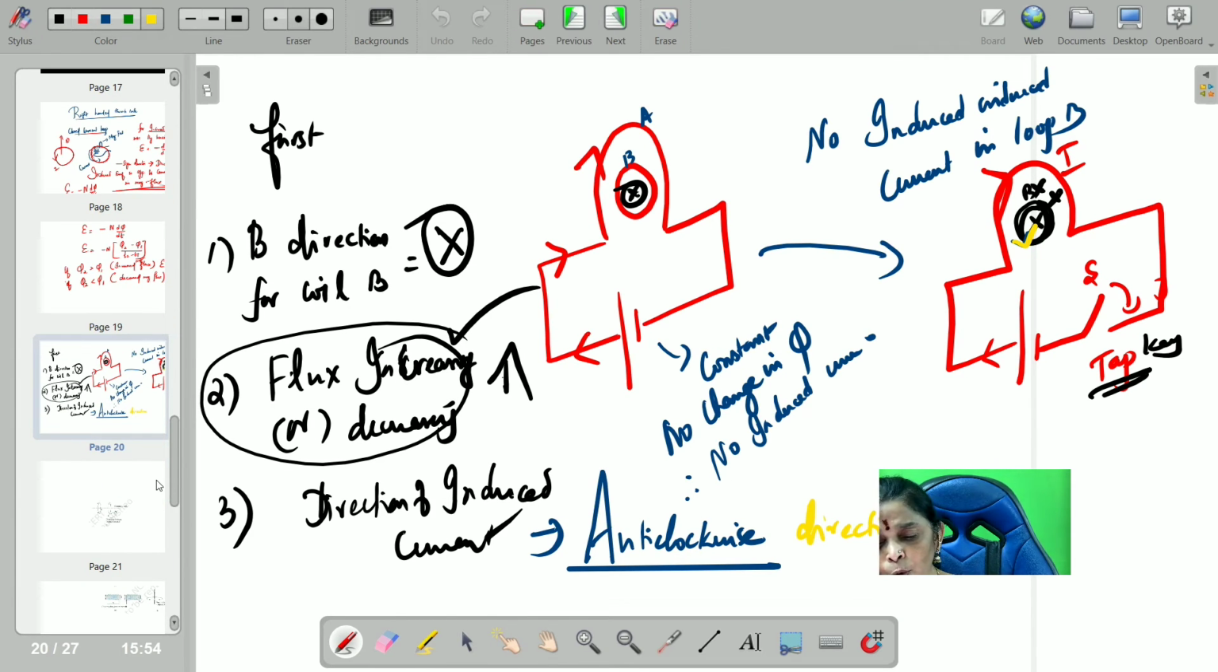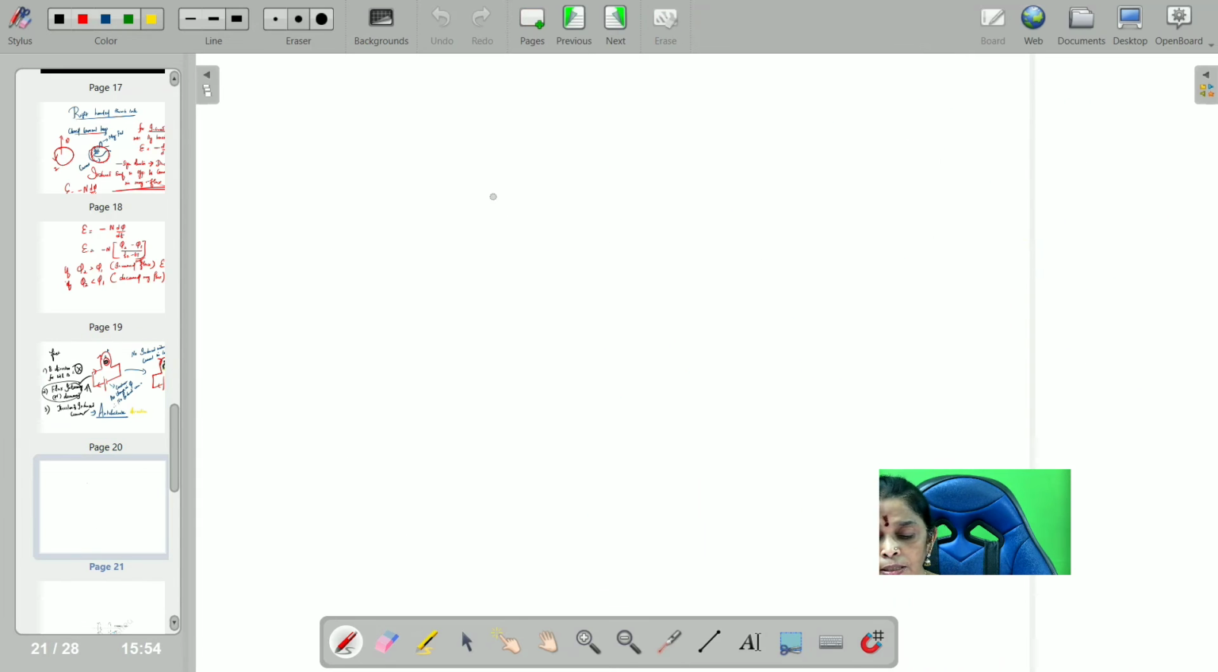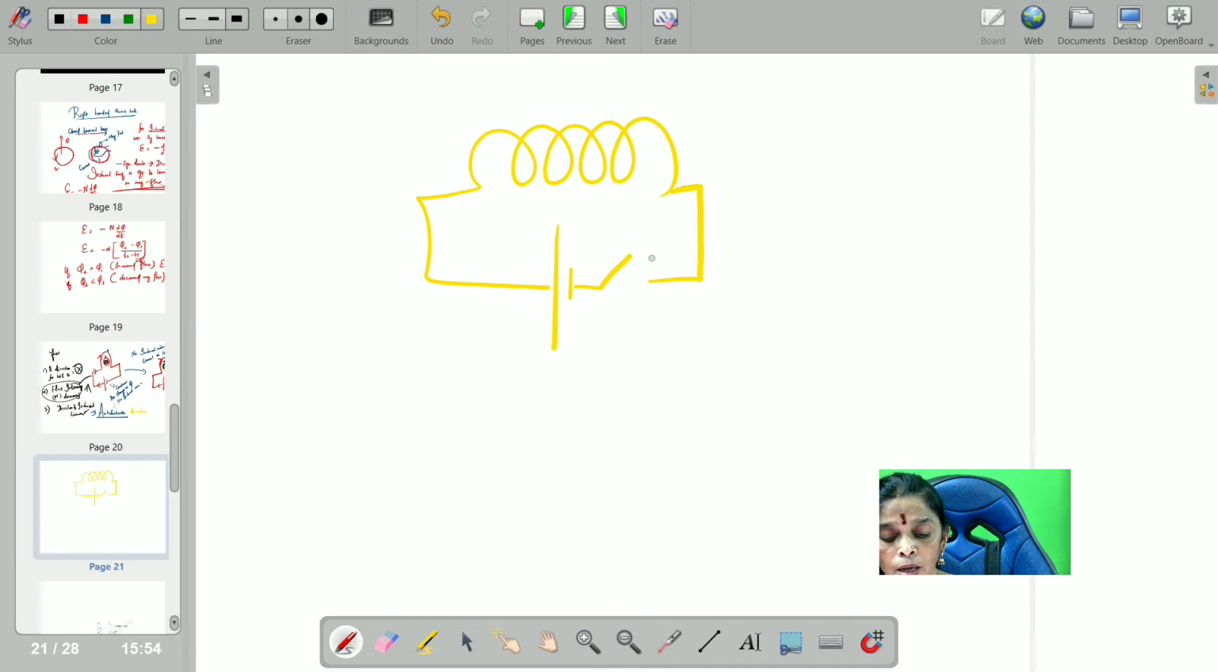One more example I am going to give you. Now listen here. This is the coil. In the coil here, I am going to pass a current. You can see here, the switch is present. I am going to remove the switch momentarily.